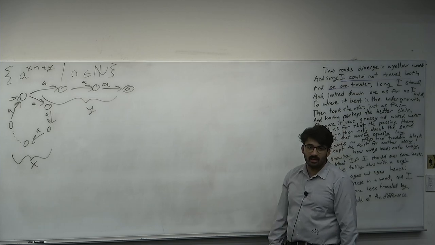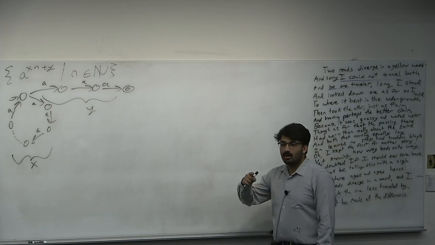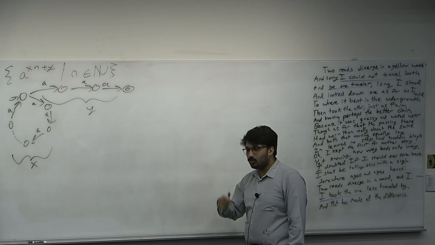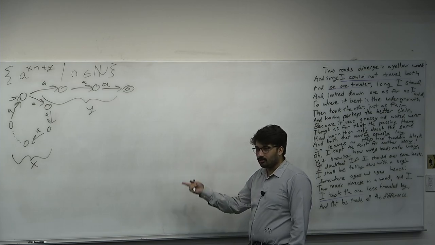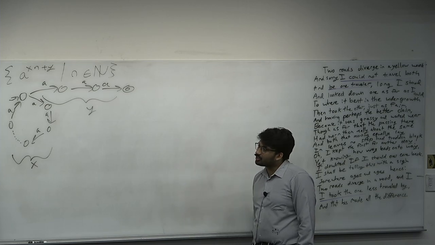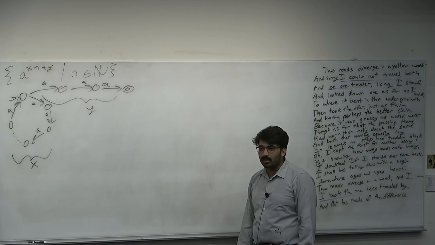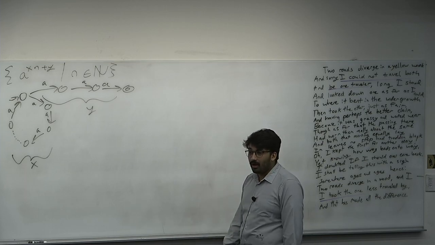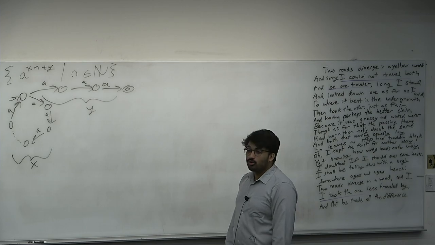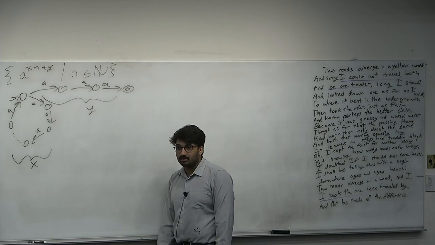From the start state, you can choose to go on the loop-de-loop, or you can choose to go on the tail. Loop-de-loop, loop-de-loop, loop-de-loop, tail. When you tail, you accept. Consider all the rejecting computations that this one does. There's a lot of them. It's hard to keep track of them. But that's fine. What you do is you non-deterministically guess how many times to go in the loop-de-loop.